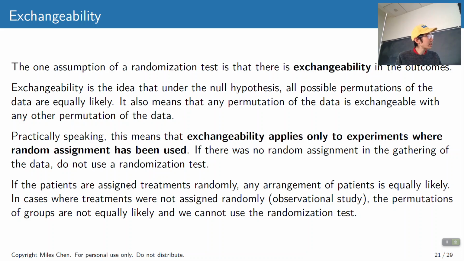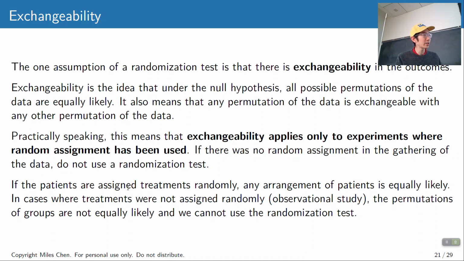If you have some kind of situation where treatment versus control is not assigned randomly, like an observational study, then the permutations of the groups are not all going to be equally likely. There could be some kind of relationship between being in one group versus another group and what kind of outcome you're looking at, and you would not want to use a randomization test. For that, we'll look at a bootstrap example in a later lecture.